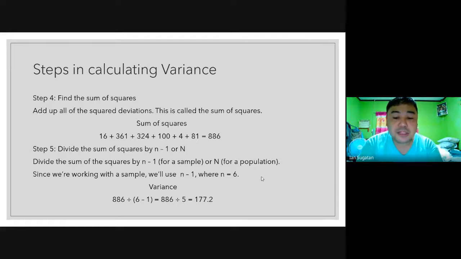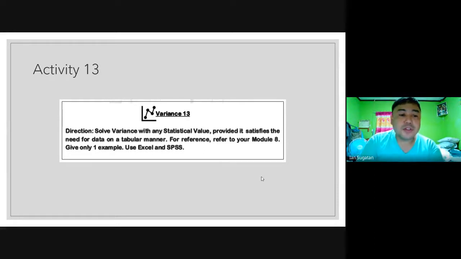So that is the formula. The answer is 177.2. So the variance is 177.2.